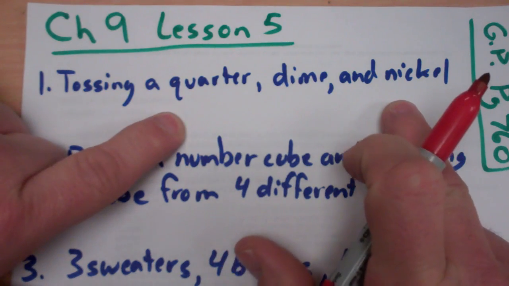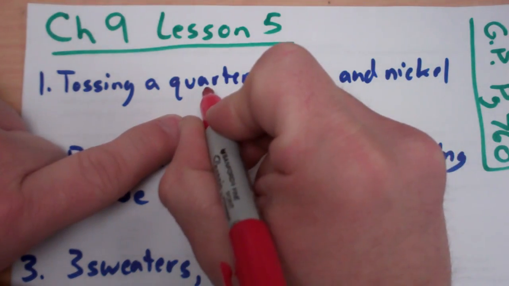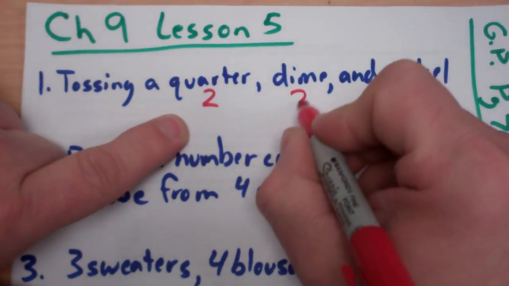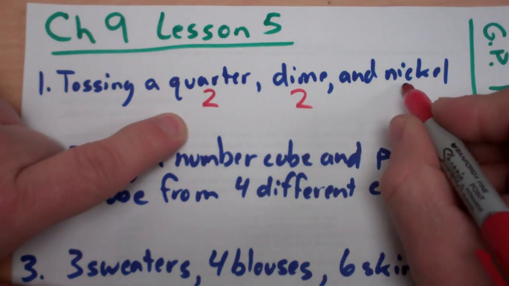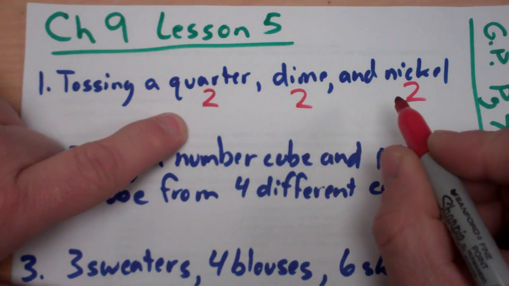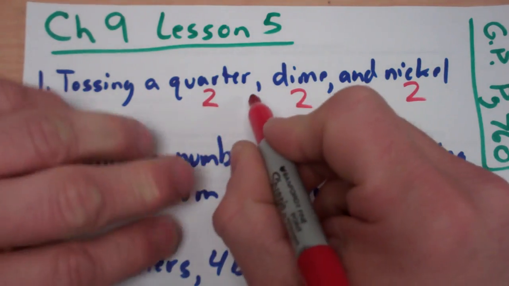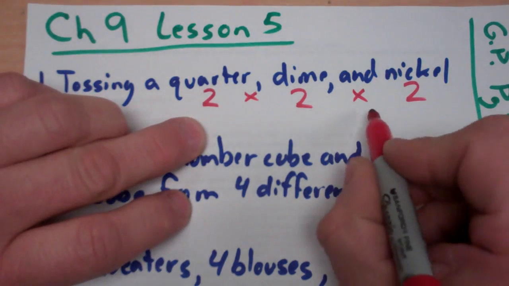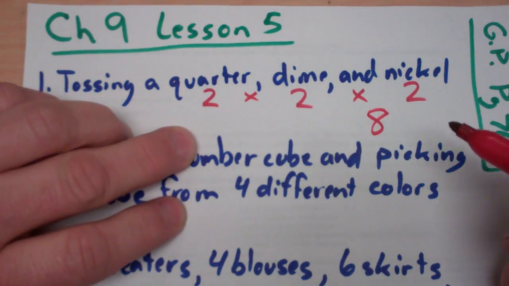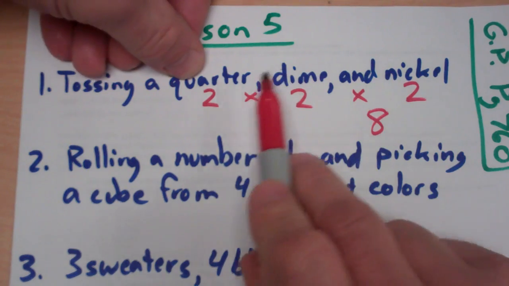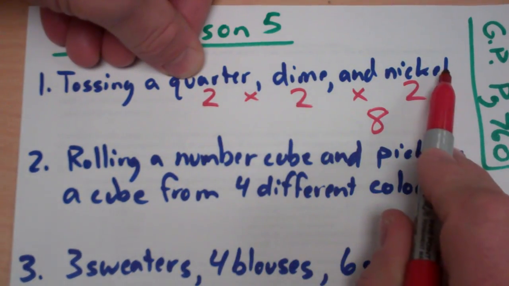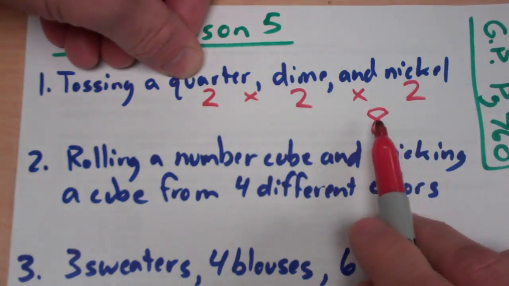3 events are happening. I'm tossing a quarter. Well, there are 2 possible outcomes for a quarter, heads or tails. 2 for a dime, heads or tails. 2 for a nickel, heads or tails. The total number of outcomes is then 2 times 2 times 2. There would be 8 total outcomes. You could get a heads, heads, heads, a heads, heads, tails, a heads, tails, heads, a heads, tails, tails. We could list all those 8.